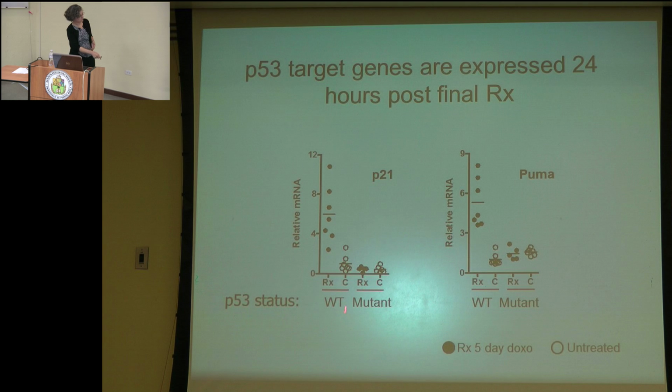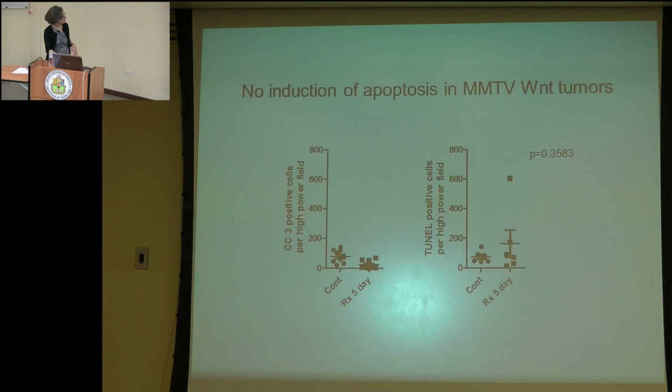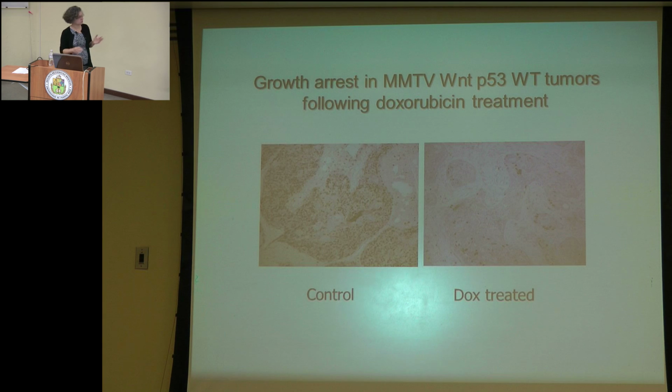Okay, p53 is active. Here is the treated samples, high levels of p21, high levels of PUMA. So doxorubicin treatment is activating p53 in these samples. When he looks at apoptosis, however, there's no difference between the treated and the control. Okay, so even though you're activating p21 and PUMA, apoptosis is not the readout in these tumors. And in fact, the readout is really a cell cycle arrest phenotype.